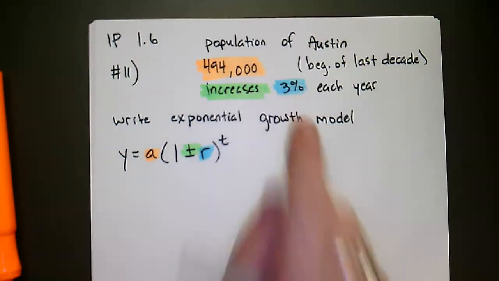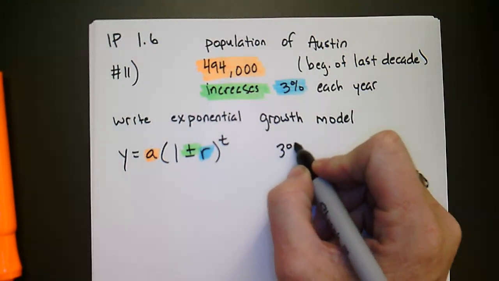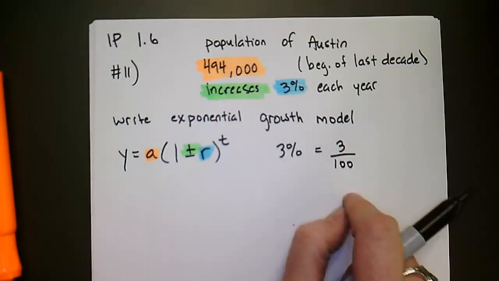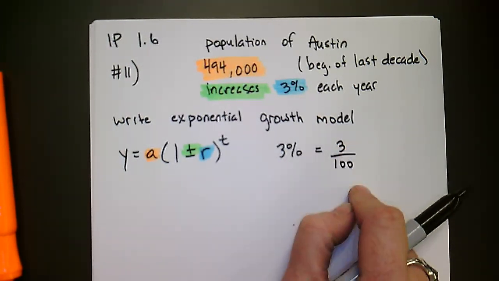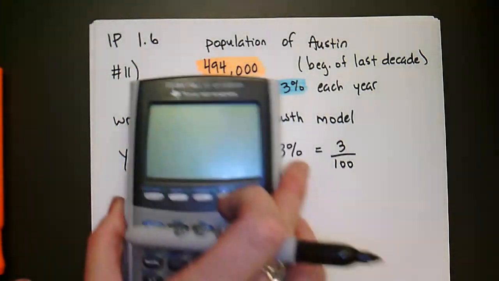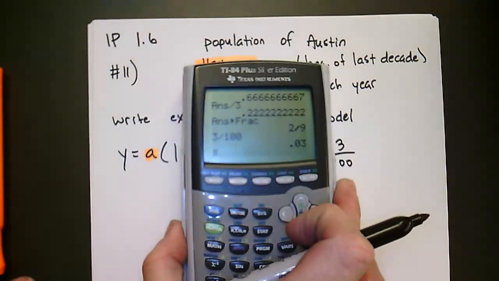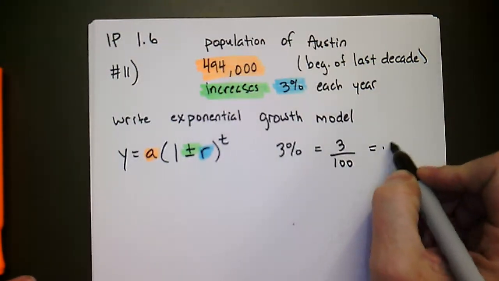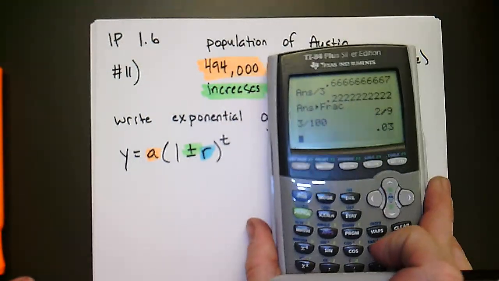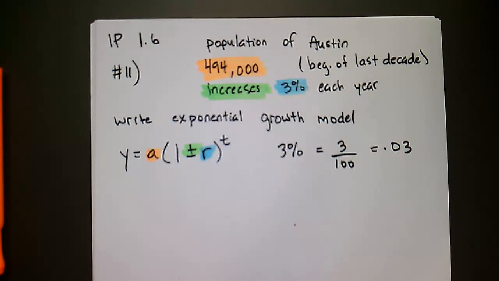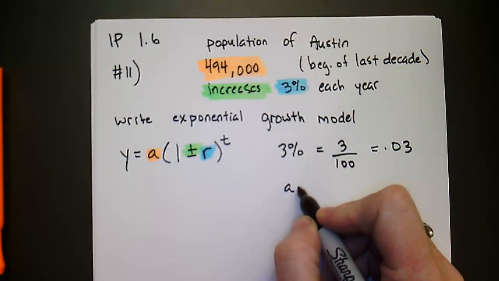Mainly what we have to do is focus on this 3%. 3% literally means 3 per 100. The word itself is telling you to divide by 100. We can't put it in with the percent symbol. It has to be in decimal form. So we divide by 100, and that becomes 0.03. I had it there quickly, but it is 0.03, not 0.3. That's 30%.